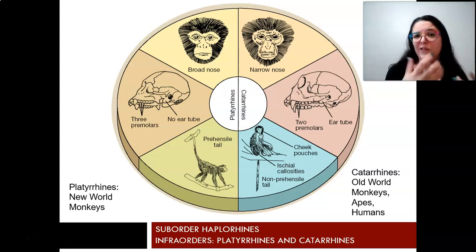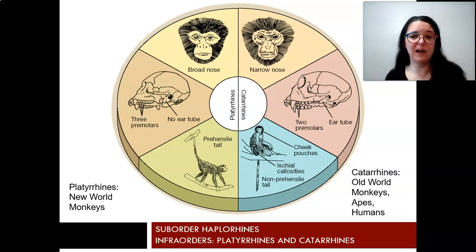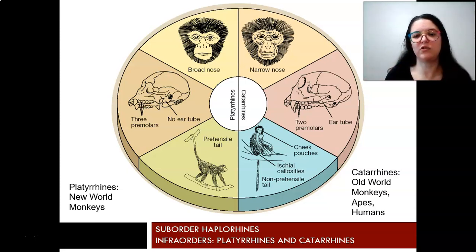So 3 premolars is the ancestral form, right? We see it with our lemurs, lorises, and galagos, and in monkeys. But in great apes, Old World monkeys, and humans, we have a reduction. We have the more derived form, which is 2 premolars.